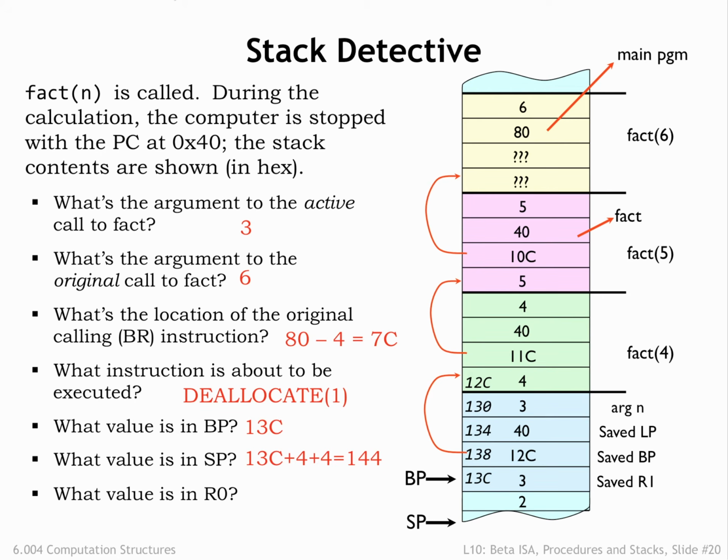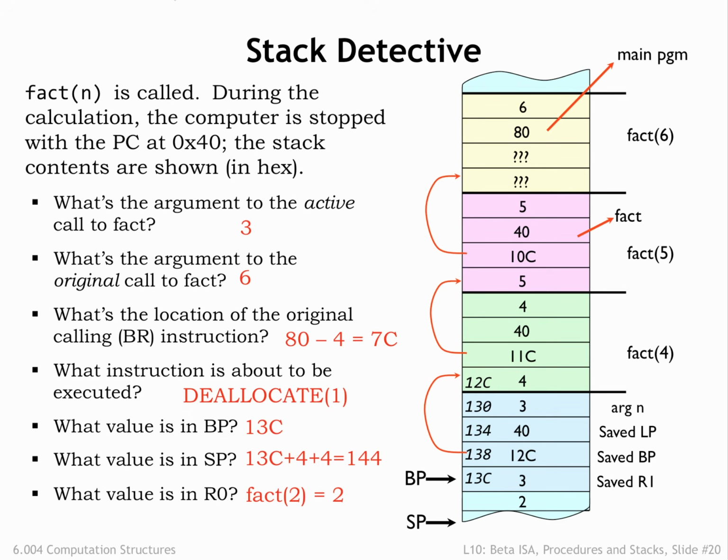Finally, what value is in R0? Since we've just returned from a call to fact of 2, the value in R0 must be the result from that recursive call, which is 2. Wow! You can learn a lot from the stack activation records and a little deduction. Since the state of the computation is represented by the values of the PC, the registers, and main memory, once we're given that information, we can tell exactly what the program has been up to.